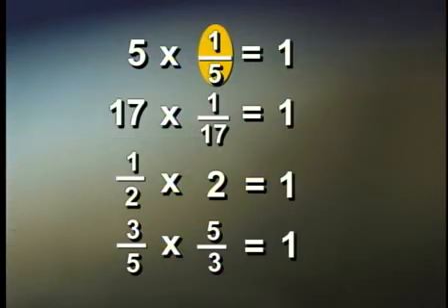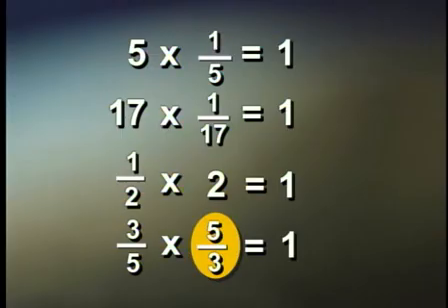Well, you should have done this. 5 times 1/5 is 1, because the 5's cancel. 17 times 1/17 equals 1. 1/2 times 2 equals 1. And 3/5 times 5/3, since the 5's cancel, the 3 cancels, that equals 1.